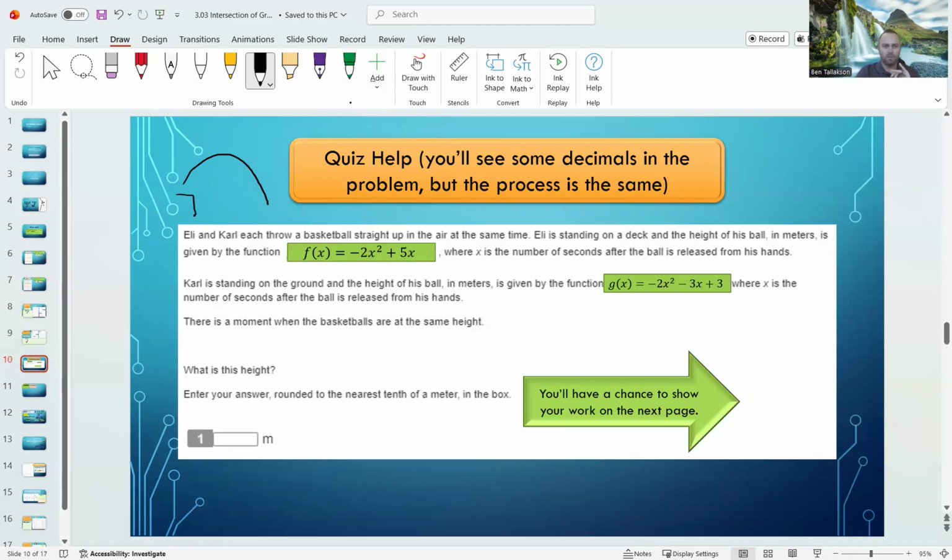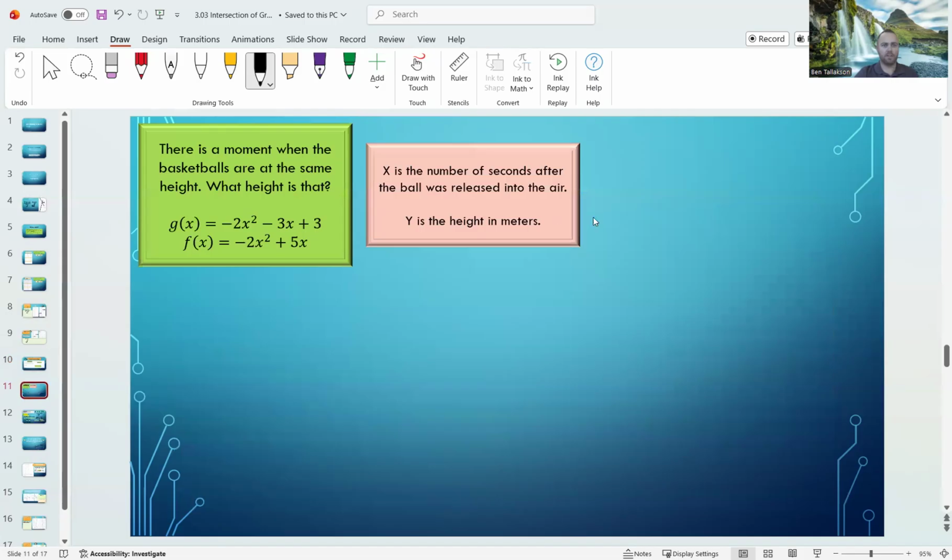Now, Carl, he's standing on the ground and he's throwing a ball in the air as well. It's modeled by the function g of x, where once again, x is the number of seconds after the ball is released from his hands. And there's a moment when the basketballs are at the same height. Do you see it in the quick little drawing? That's what they want to know. What's the height? What is the exact height when they are at the same height? Try it out. Answer will be in meters. Try it now. We will check it together.